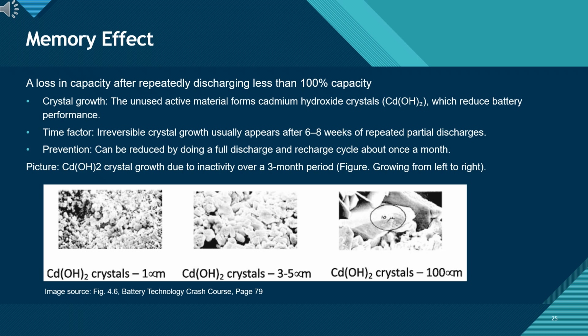This crystal growth reduces the effective surface area of the active material, thereby lowering the battery's performance and giving the impression that it remembers a lower capacity. Typically, irreversible growth begins after 6 to 8 weeks of repeated partial discharges. To prevent this, manufacturers and users often recommend performing a full discharge and recharge cycle about once a month. The key takeaway here is that while NICD batteries are durable and long-lasting, they require occasional conditioning to reset their memory and restore optimal performance.